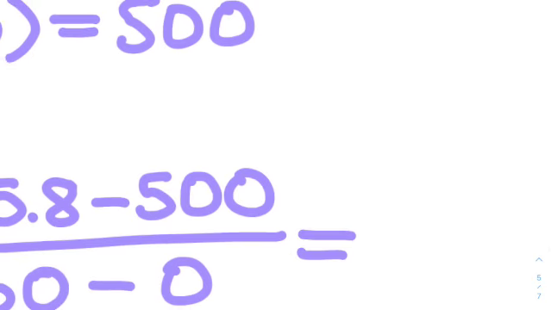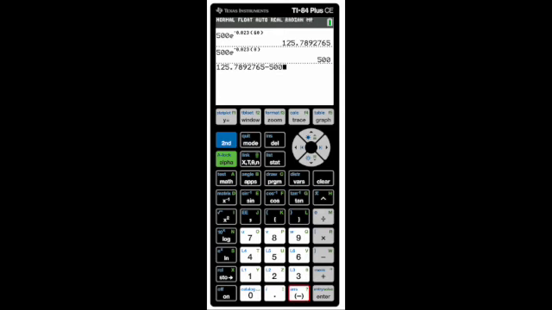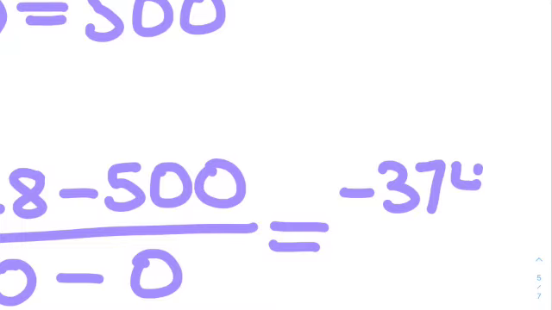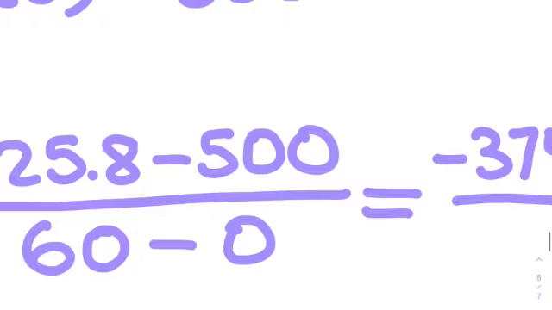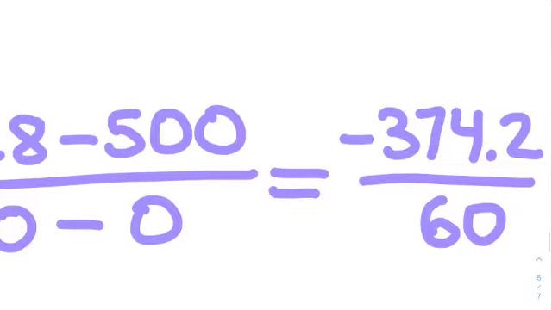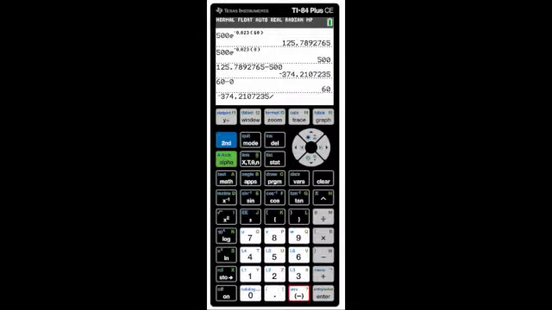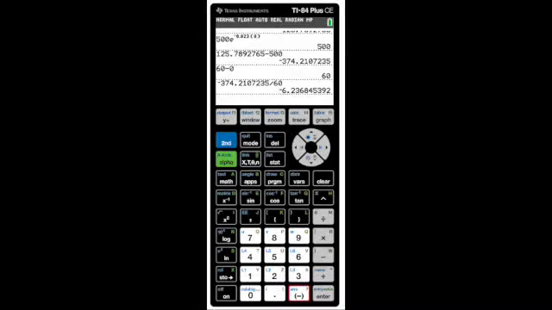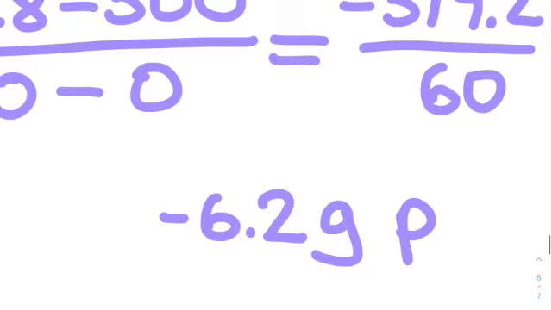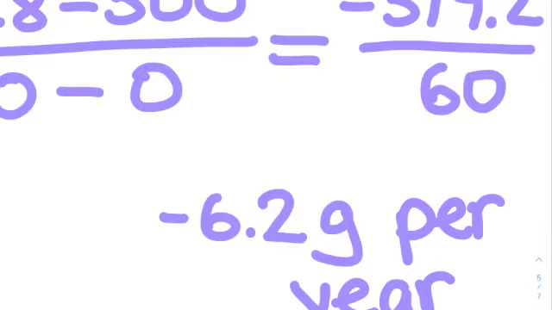Let's continue to do the math. Negative 374.2 divided by, and 60 minus 0 is 60. Now we're going to plug in negative 374.2 divided by 60 into our calculators. We get negative 6.2 grams per year.